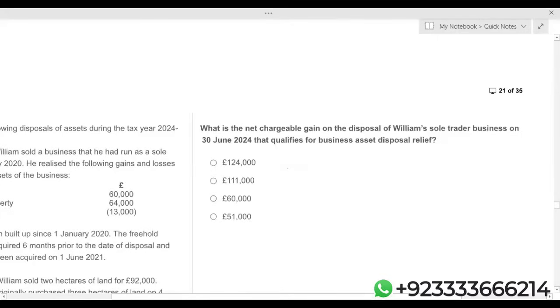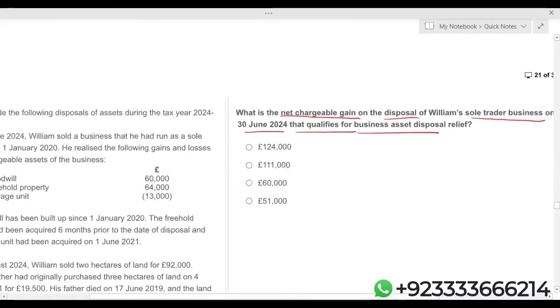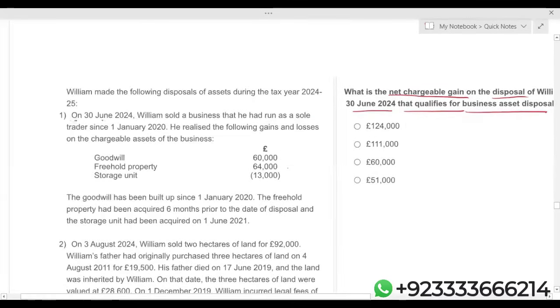Okay, students, this is now another question. What is the net chargeable gain on the disposal of William's sole trader business on 30th June 2024 that qualifies for business asset disposal relief? Let's see. On 30th June 2024, William sold a business that he had run as a sole trader since 1st January 2020. He realized the following gains and losses on the chargeable assets of the business.